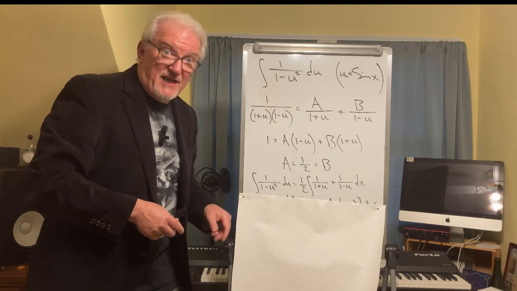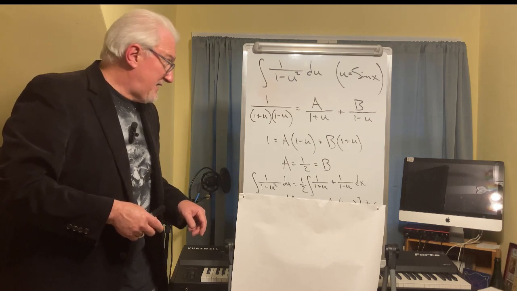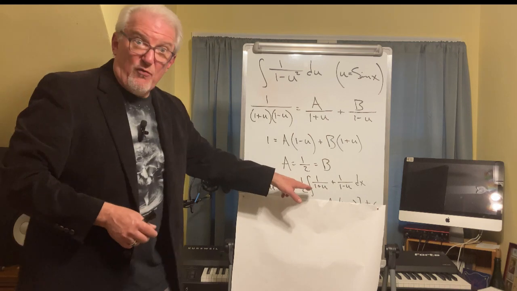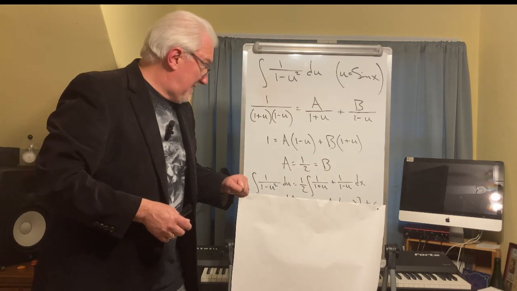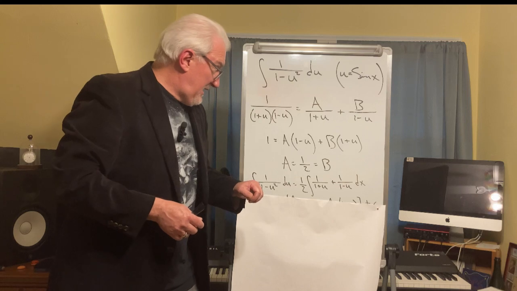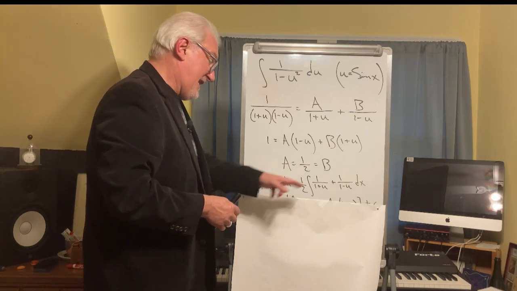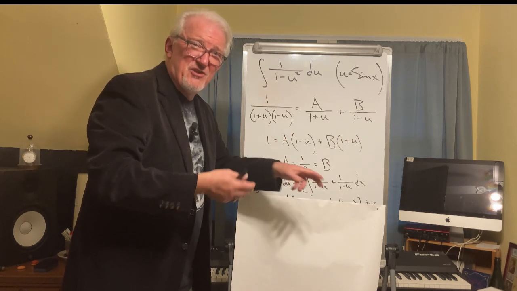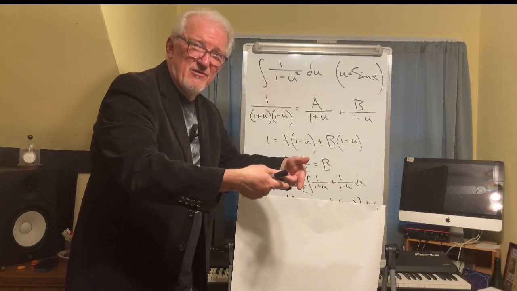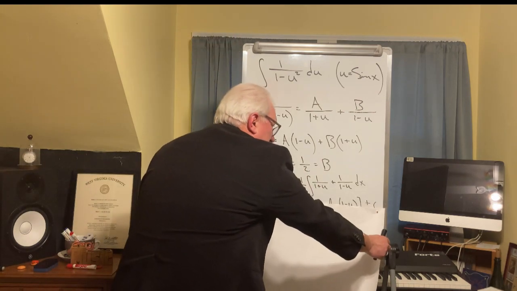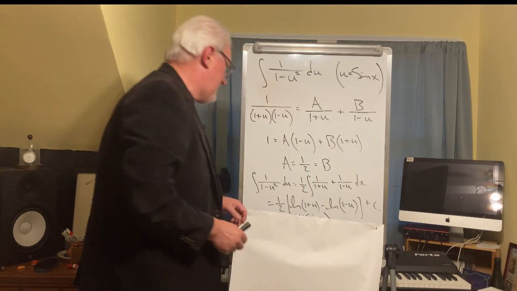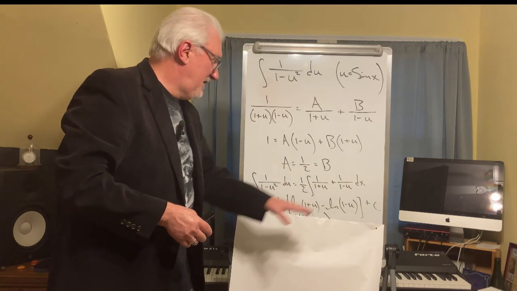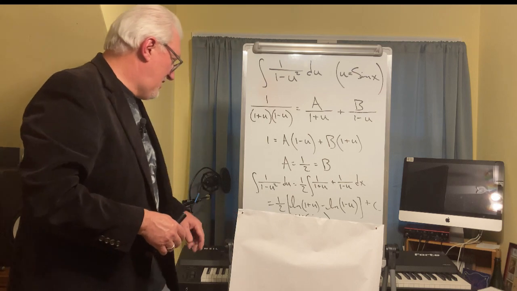Both of these are easily evaluated. Both of these integrals are going to be natural log functions. The first one is simply the natural log of 1 plus u. And the second one, if I use the natural log of 1 minus u, its derivative would have been 1 over 1 minus u times the derivative of 1 minus u, negative 1. So what I'm going to wind up with is the natural log of 1 plus u minus the natural log of 1 minus u plus our constant of integration.